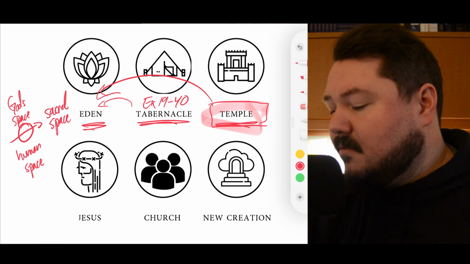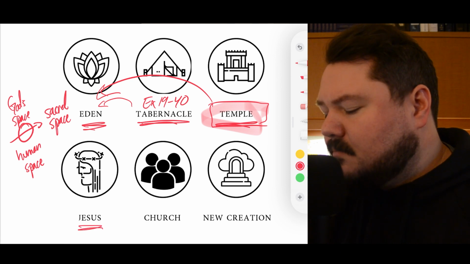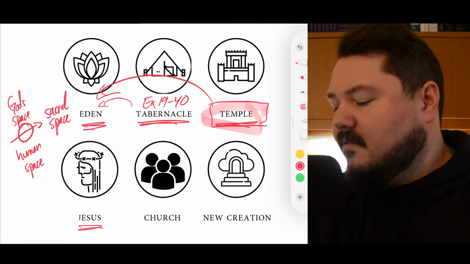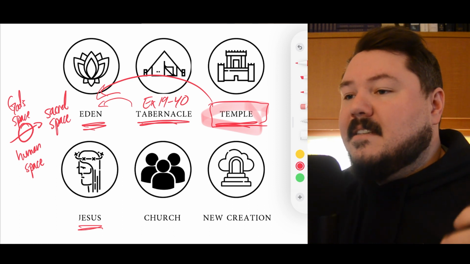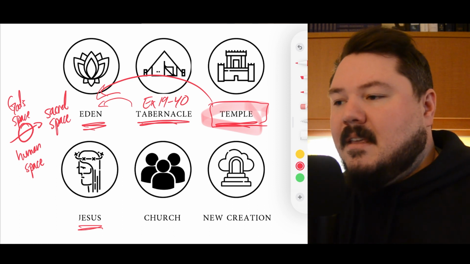Now, what we see throughout the rest of the story is Jesus is called the temple. He calls himself the temple, or he is God with humanity.